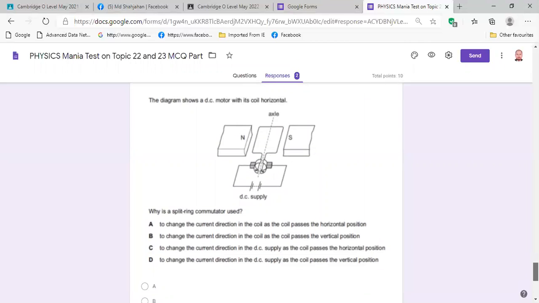This one is saying the diagram shows why a split ring commutator is used. So here we got this option only, so we have to choose this one. Nothing is there to choose, like the target or the purpose. Only they are asking why the split ring commutator is used. That's why the answer is B, to change the direction in the coil as the coil passes the vertical position. Or what you said before, that every half turn the current direction is changed, right? Same thing, right? Yes, sir.